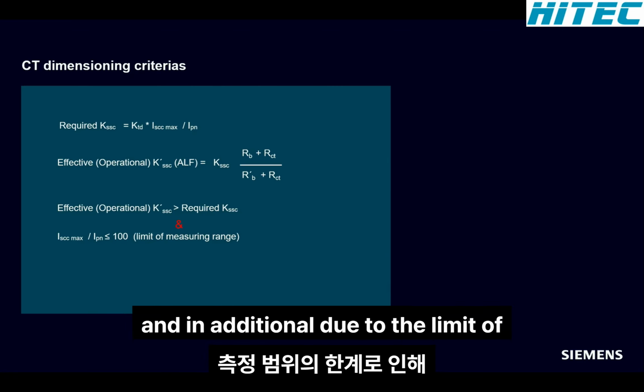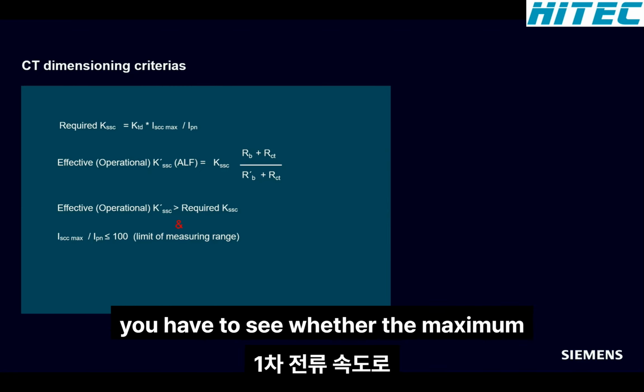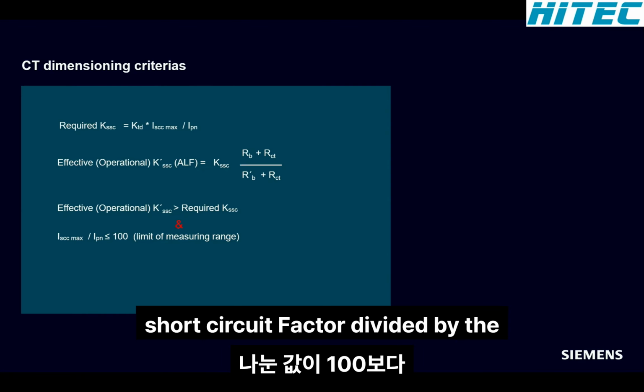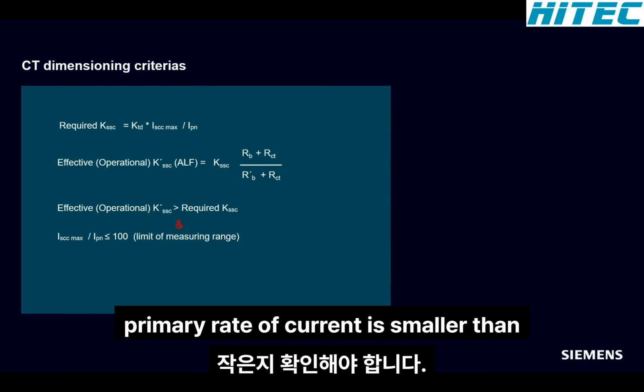In addition, due to the limit of the measuring range, you have to see whether the maximum short circuit current divided by the primary rated current is smaller than 100.